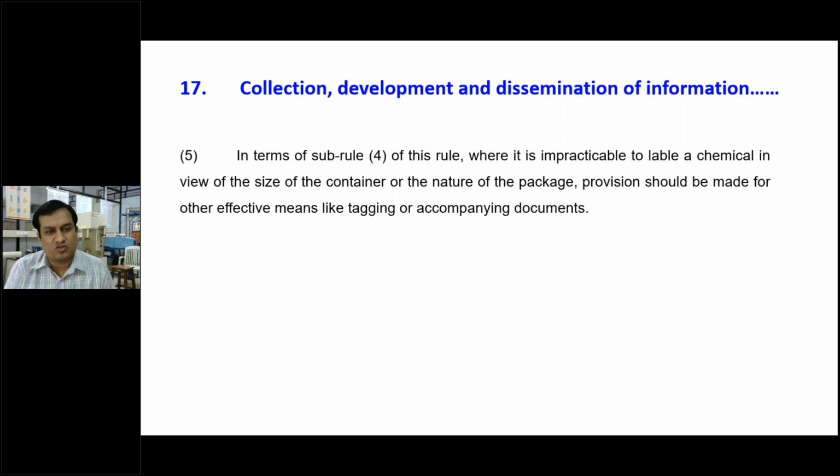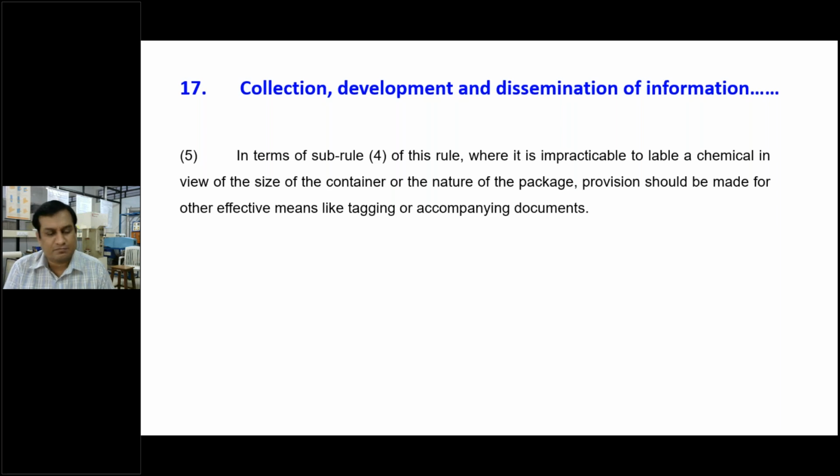Then in items of sub-rule 4 of this rule, where it is impracticable to label a chemical in view of the size of the container or the nature of the package, provision should be made for other effective means like tagging or accompanying documents. So where this labeling or marking is not possible, then you have to provide this essential information with the help of tags or with the help of document attachments in that particular packaging.